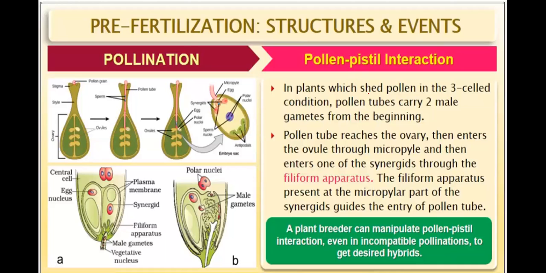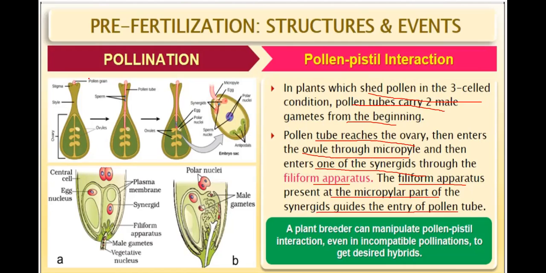In plants which shed pollen in the three-celled condition, the pollen tube carries two male gametes from the beginning. The pollen tube reaches the ovary, then enters the ovule through the micropyle. And then it enters one of the synergids through the filiform apparatus. The filiform apparatus, present at the micropylar part of the synergid, guides the entry of the pollen tube.